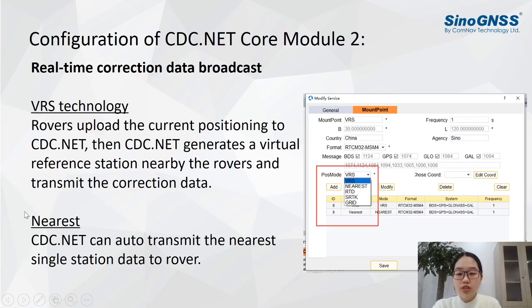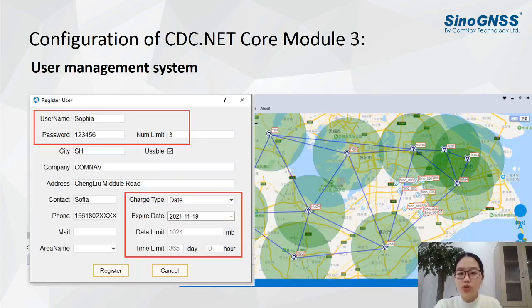Next, nearest. Nearest is also a popular option our users like. The CDCnet can automatically transmit the nearest single station data to the rovers. We will talk more about it later also.